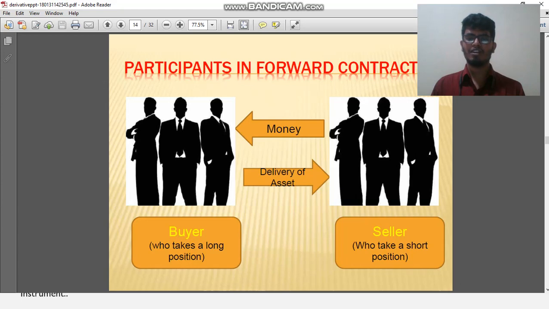These arrow marks are wrong here. This should be vice versa. See, there are two parties: one is a buyer, another one is a seller. So the buyer will pay the money to the seller, and the seller will deliver the asset to the buyer. If they enter into the contract today itself, they say after 3 months they are going to buy this asset. So execution of the contract is on a future date. Remember, only two parties, buyer and seller, here. That is called a forward contract.